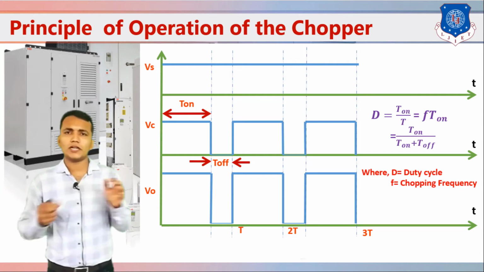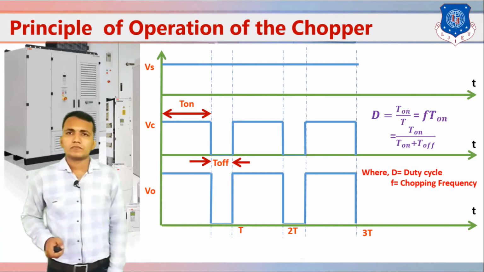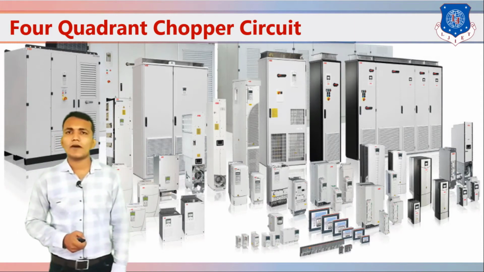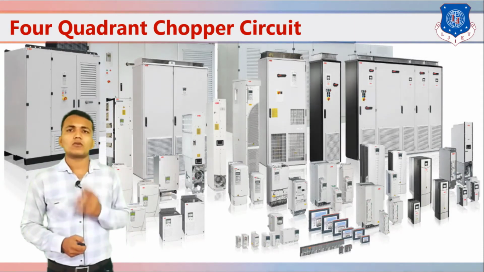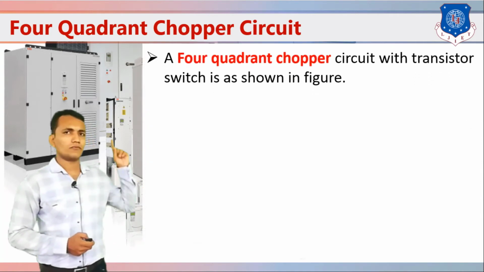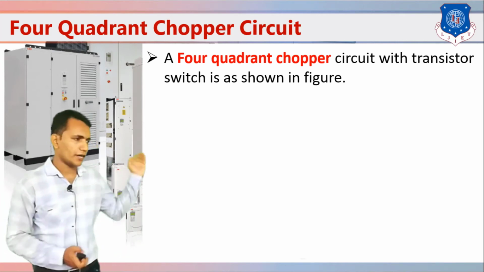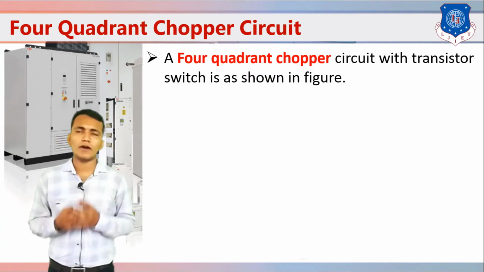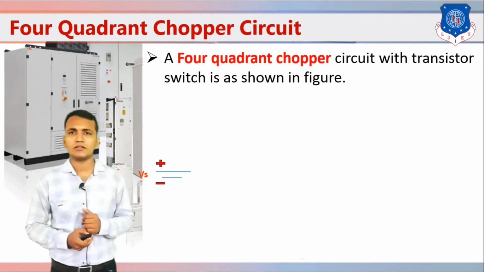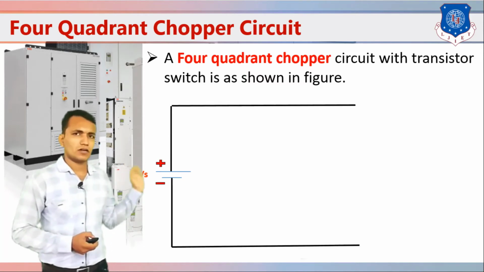So here we have only discussed the basics of the chopper circuit. Now we go to the next topic, that is the 4-quadrant chopper circuit. In this 4-quadrant chopper circuit we have to draw the basic circuit. A 4-quadrant chopper circuit with transistor switches is as shown in the figure. So let us see the figure. First we take a fixed DC input voltage Vs. Then we draw some circuits.